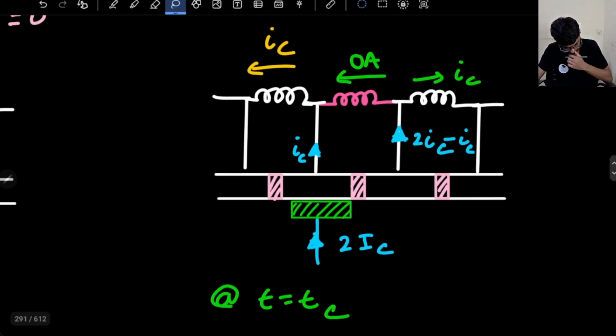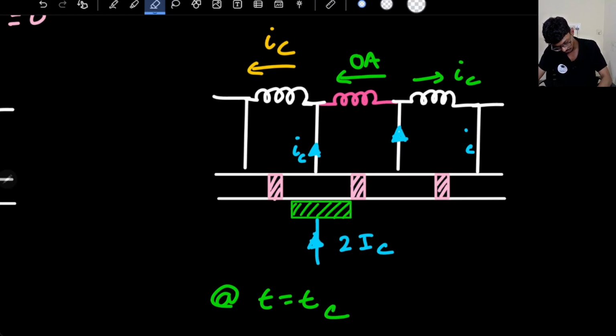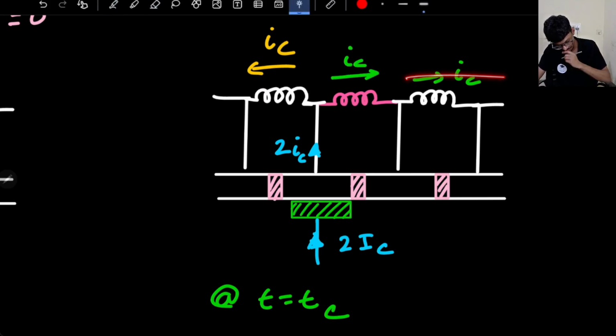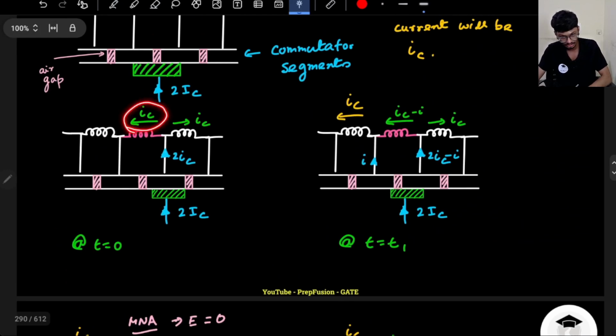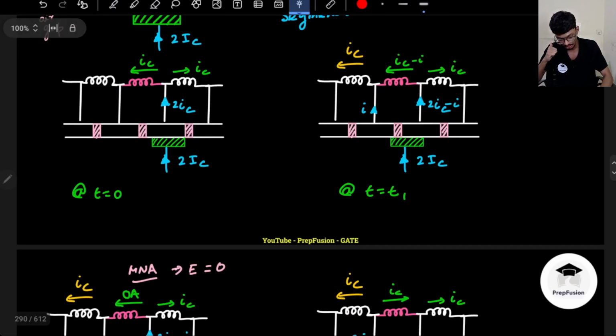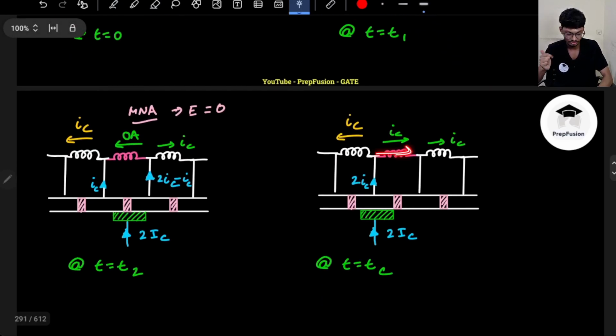Okay, so commutation has totally finished. Now again no current will flow through here, all of the current will flow through the next coil. So now the next coil will go through commutation. From here the current will be IC, right? Same current will flow through here. So if you see, initially across the coil the current was IC on the left hand side. Now after commutation has finished, current is on the right hand side IC, right? So the current direction is changing.